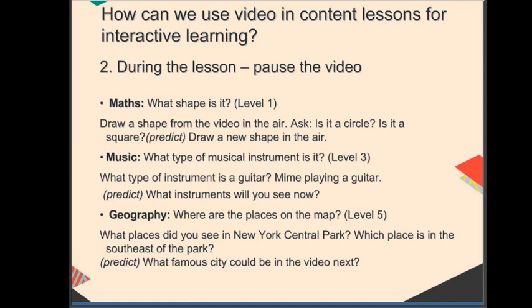Then you could ask them to predict another shape that they might see. Again, they might use some first language. Don't translate, but ask them if they'll see it next. In a music video, concept check the groups of instruments by pausing the video and asking what kind of instrument is a guitar. Then ask learners to mime playing a guitar. Also ask what type of instruments they think will appear next.